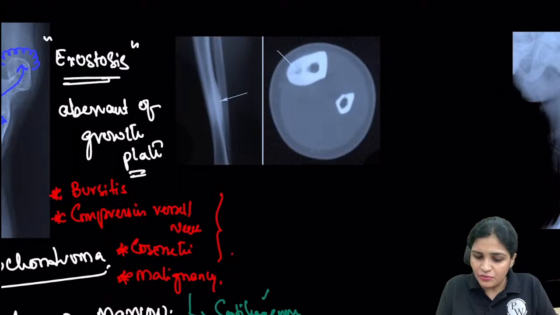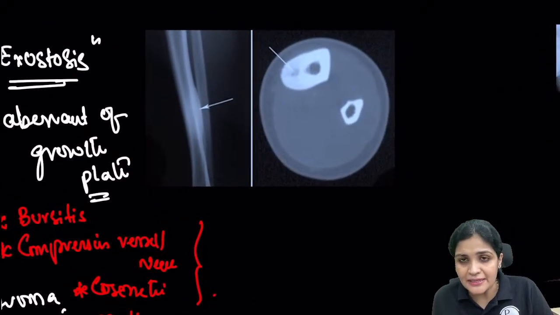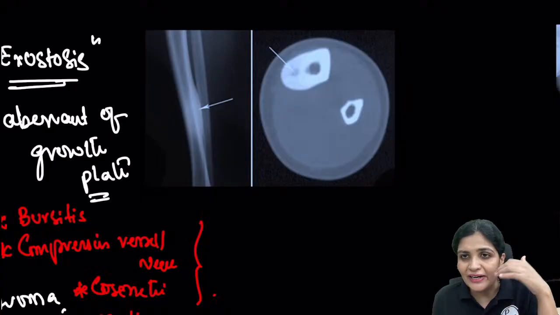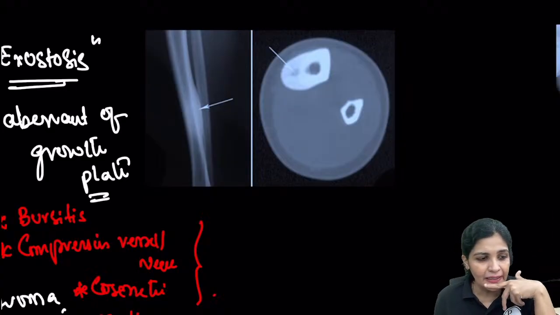Okay, let's move on to the next one. So what is the next one? What is this? So we are done with the exostosis. What is the second one? What are you seeing on the screen?